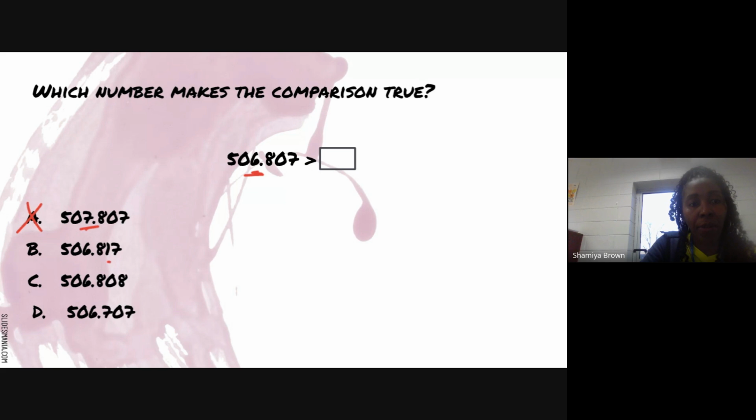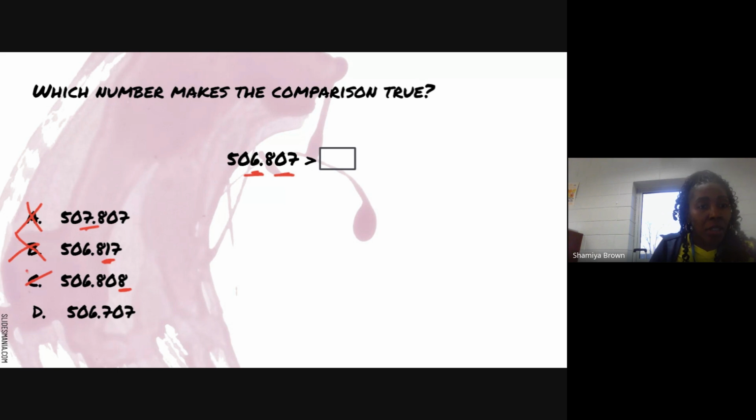But I have 17 up here. I have 7. So this number is also going to be bigger than this number. This number is going to be bigger because of the 1 being in the tenths place. And up here I have a 0 in the tenths place. So it can't be this one. This one has a 506, and then it has an 8 in the tenths place, and then it has a 0 in the hundredths place, but it has an 8 in the thousandths place, and this has a 7. So that's going to make this number bigger also. So it can't be C.